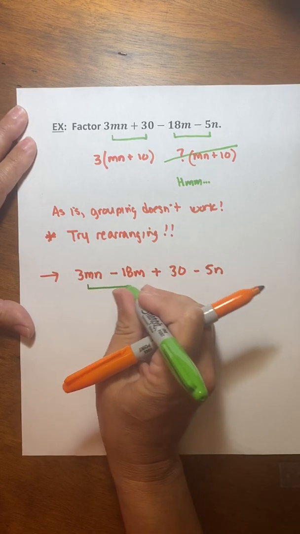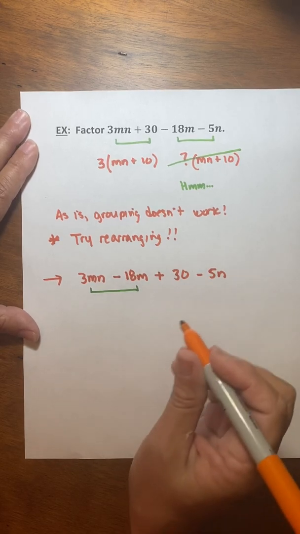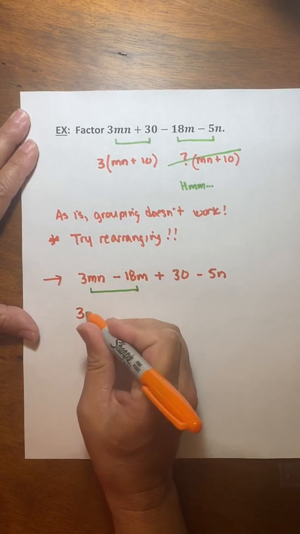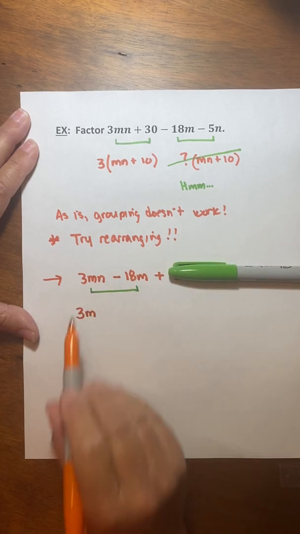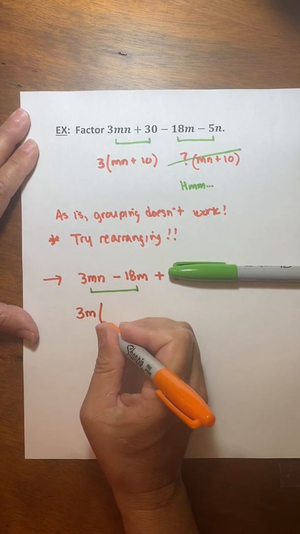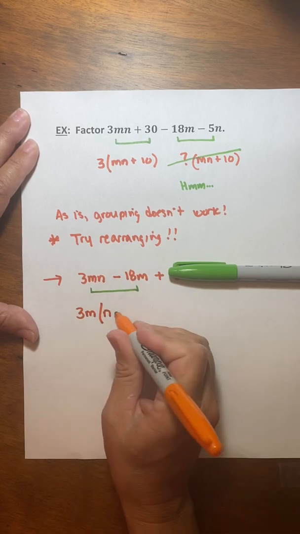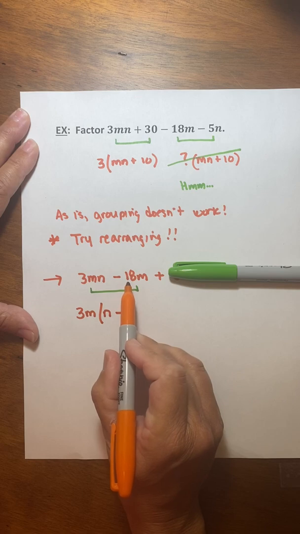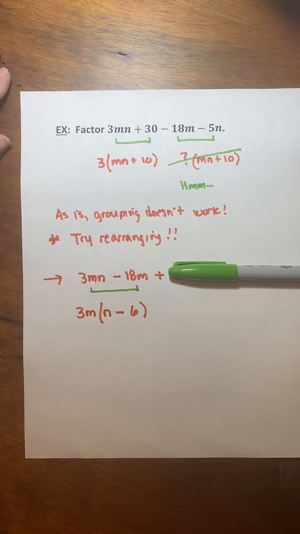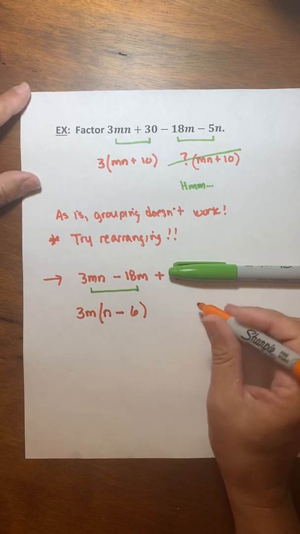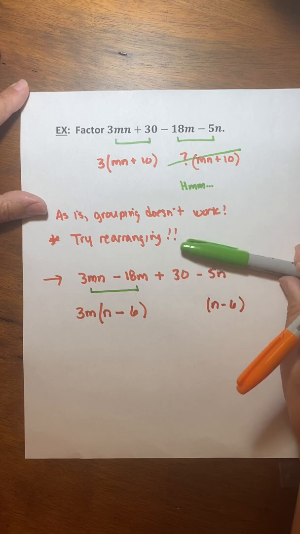So now when we group, and sometimes you have to try grouping more than once, 3mn minus 18m, we can pull out the 3 and the m, because 3 and 18 have a common factor of 3. They both have an m. So we pull the 3m away from the first term. What's left is n. And then if we pull a factor of 3 out of 18, we get 6. We took the m out. So n minus 6 is what would be left. So we're hoping to see n minus 6 over here.